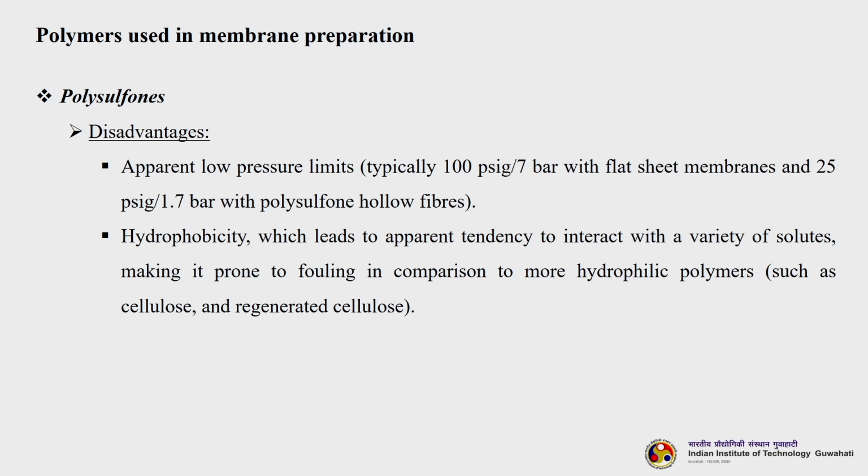Its disadvantage is that it has very low pressure limits. Typically around 700 bar when you use polysulfone membrane as a flat sheet membrane, or 25 bar when you use them as hollow fiber membranes. Many often it happens that we use pressure much higher than 25 or 30 bars. So, in those applications it is difficult to use polysulfone membranes.